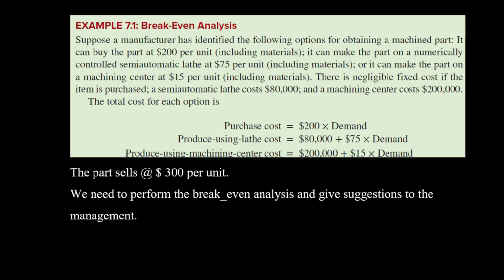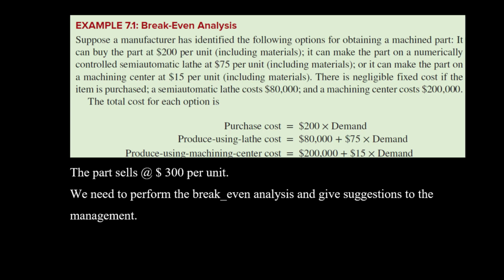So the total cost for each option can be put into equations like this. If you are buying it out, purchase cost will be $200 into demand. If you are producing using a semi-automatic lathe machine, then the cost will be $80,000 plus 75 into demand. And using a machining center, costs will be $200,000 plus 15 into demand. And the part sells at $300 per unit.